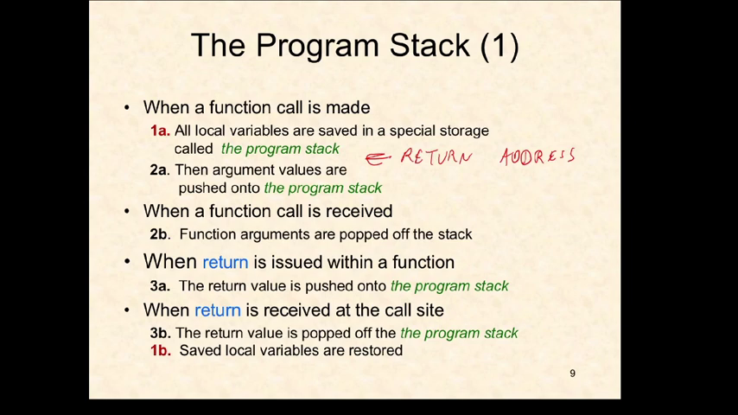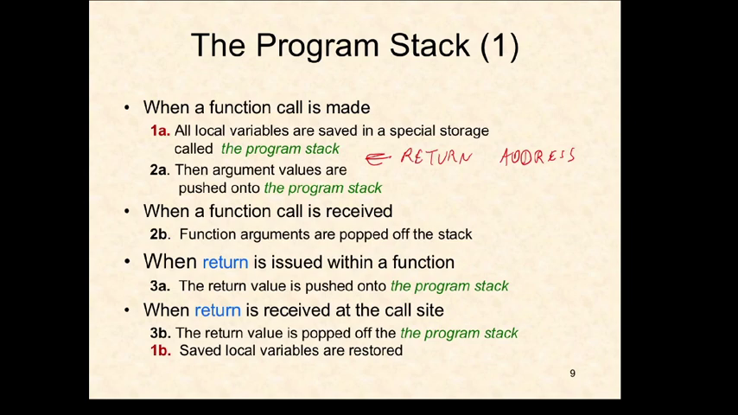So then when a function call is received, once we transfer control to that function, all the program arguments have to be popped off of the stack, and those go into those registers, those things that we use as local variables.